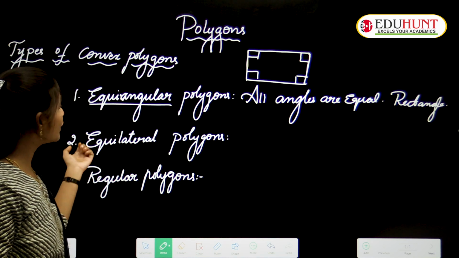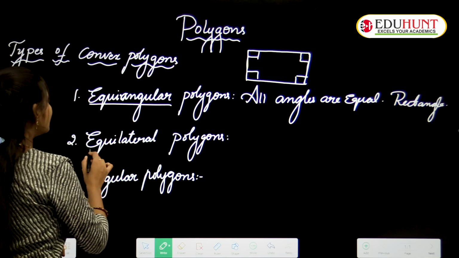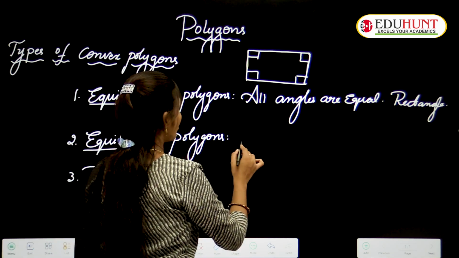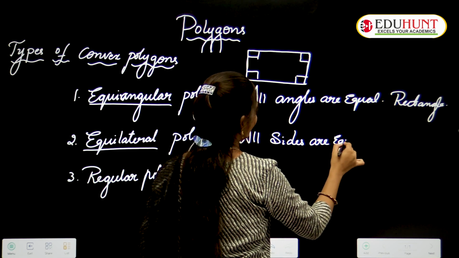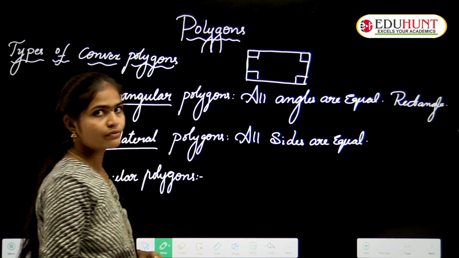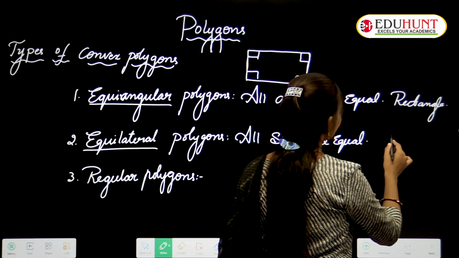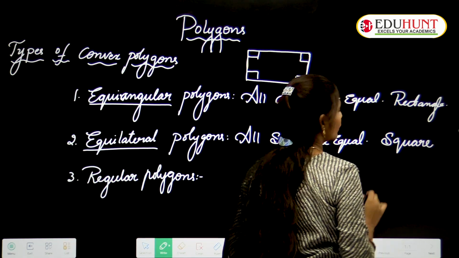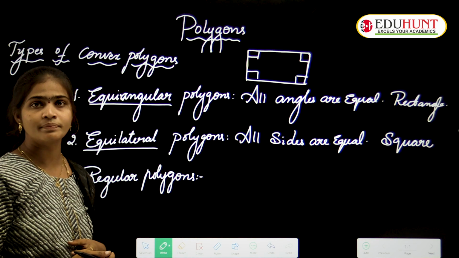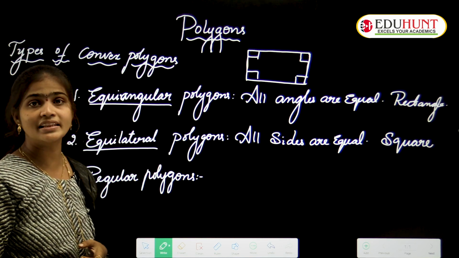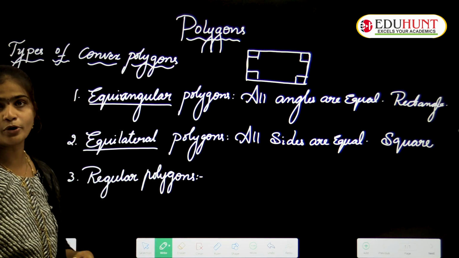Okay, now come to equilateral polygons. Here lateral means sides. Okay, so equilateral means equal sides. All sides are equal in a polygon. Okay, all sides of the polygon are equal. So which one can we take as an example? Okay, here we can take a square. Why? Because in a square all sides have equal length, or not? All sides of a square have equal length only, no? That's why we can say that a square is an example of an equilateral polygon.